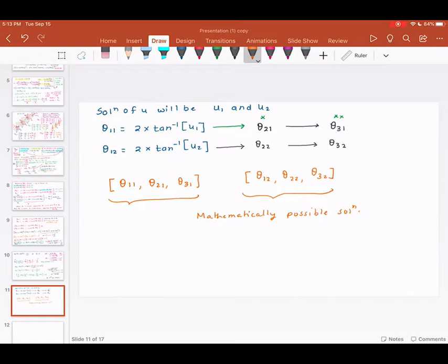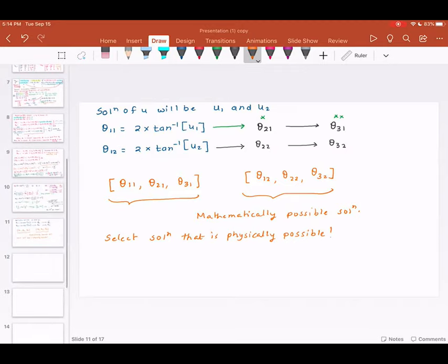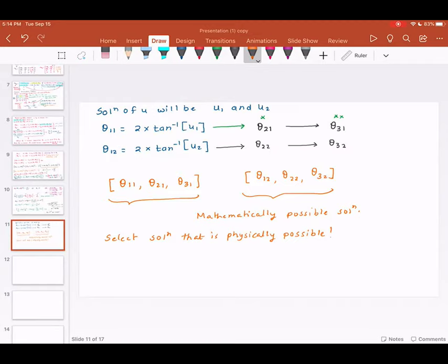However, you have to look at the robot's physical constraints. So select the solution that is physically possible. And how do you do that? What you do is you add the constraints on the joints. Say theta 1 cannot be greater than 90 degrees, or theta 2 cannot be greater than 60 degrees. So you look at the physical constraints of the robot arm, and then select the appropriate solution. In very, very rare cases, both the solutions are feasible. That happens rarely, but it is possible.